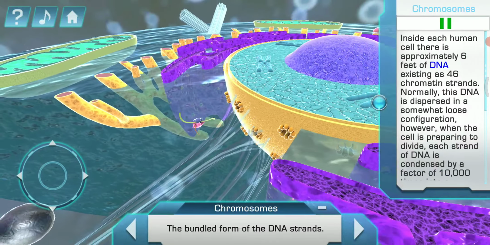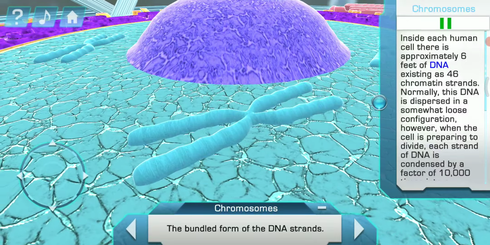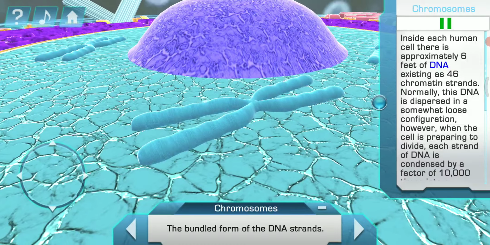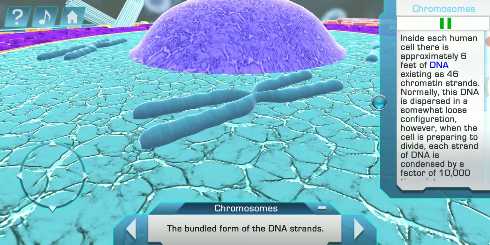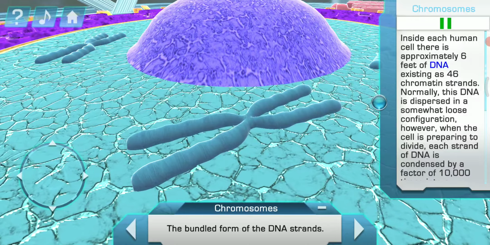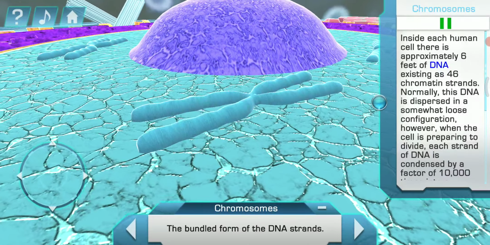Inside each human cell, there is approximately 6 feet of DNA existing as 46 chromatin strands. Normally, this DNA is dispersed in a somewhat loose configuration. However, when the cell is preparing to divide, each strand of DNA is condensed by a factor of 10,000 times into a structure called a chromosome.